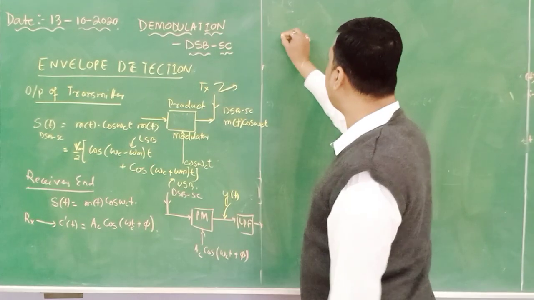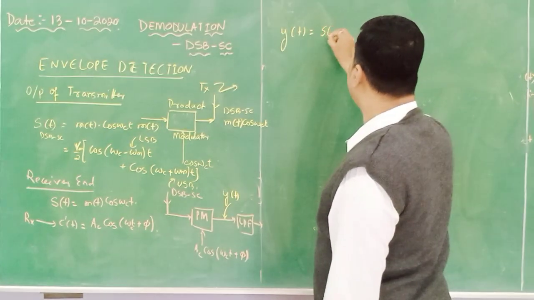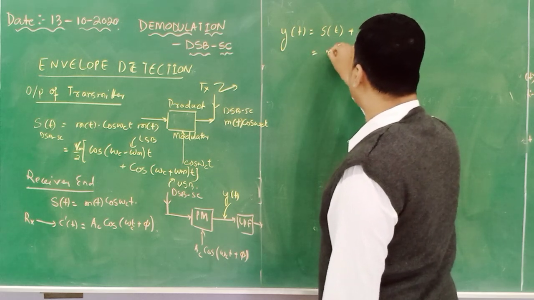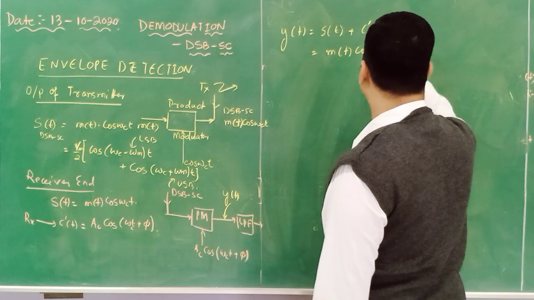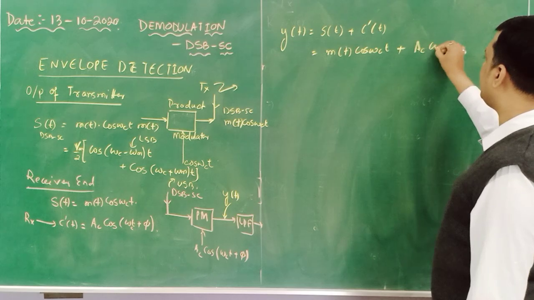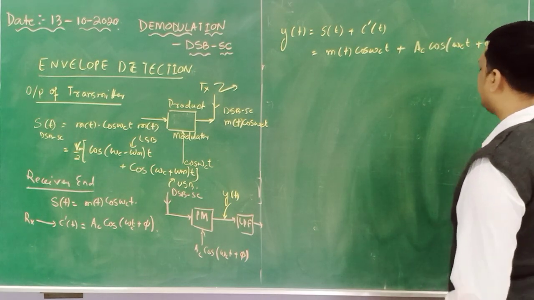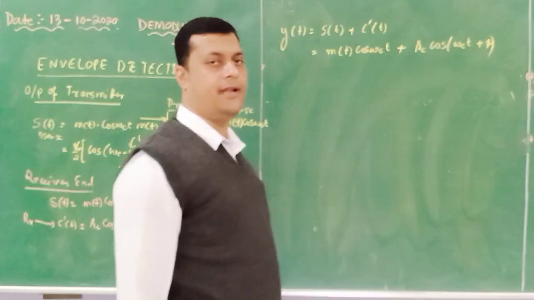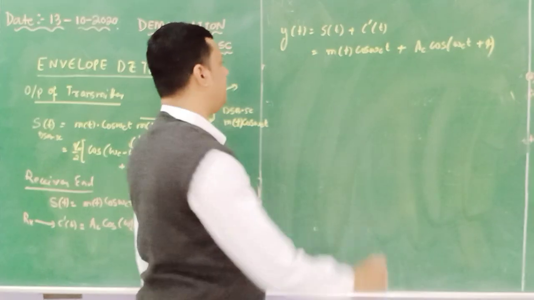Now y of t is equal to S of t plus C dash of t. Now S of t is m of t cos omega ct, that is the double sideband suppressed carrier, and AC is AC cos(omega ct plus phi). Now you need to expand this cos(A plus B). If you expand cos(A plus B), you will get cos A cos B minus sin A sin B.